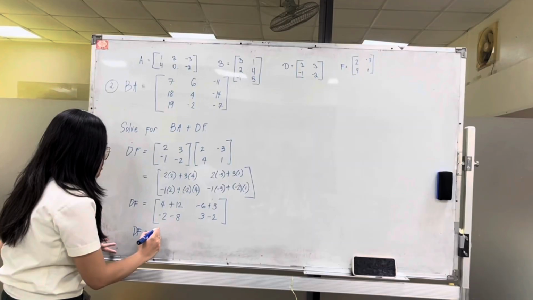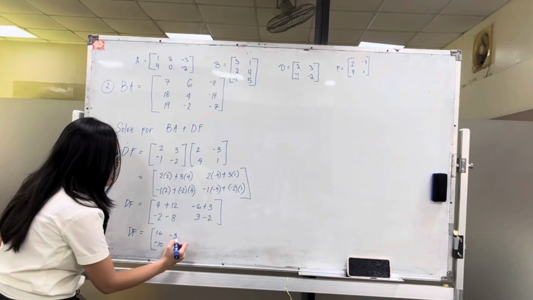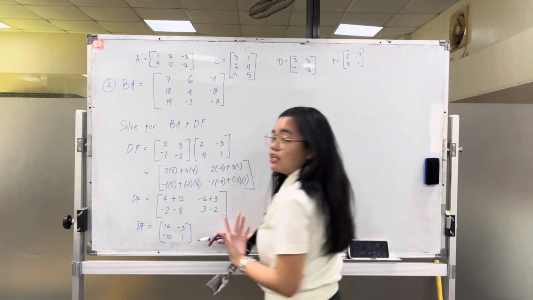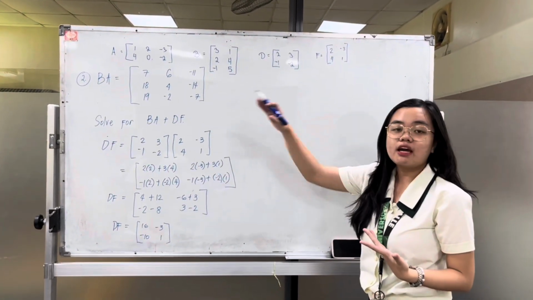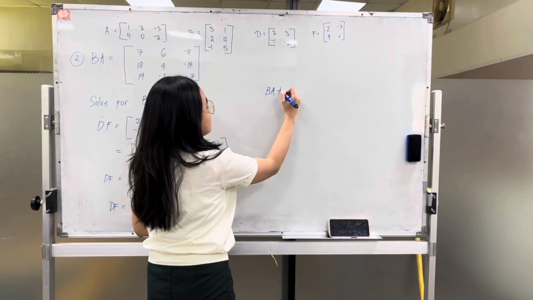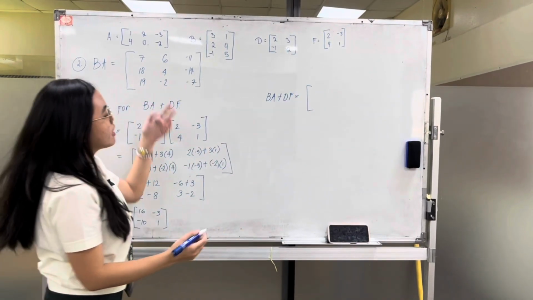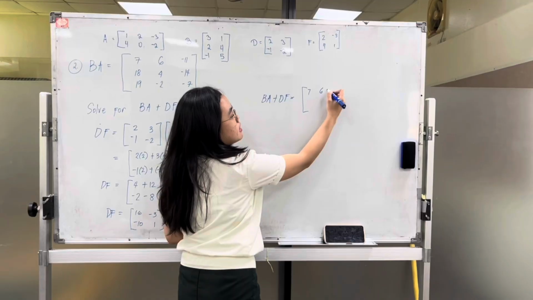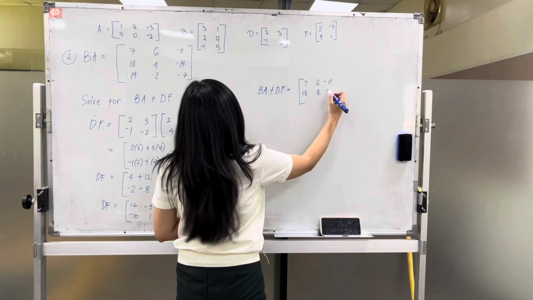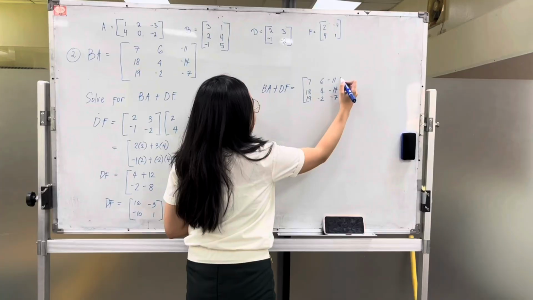And finally, EF is equal to 16, negative 10, negative 3, and 1. Okay, so let's continue. Now that we have the value of DF, let's proceed in adding DA to DF. So we have over here, DA plus DF is equal to, copy the values of DA. We have 7, 6, 11, 18, 4, negative 14, 19, negative 2, negative 7.